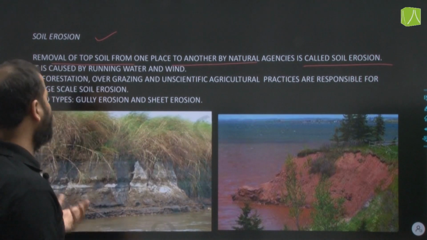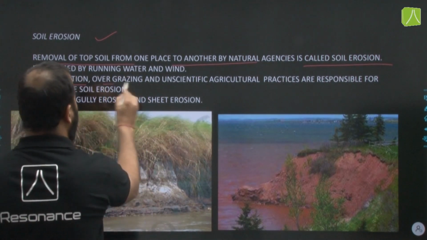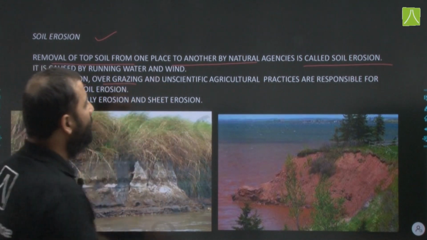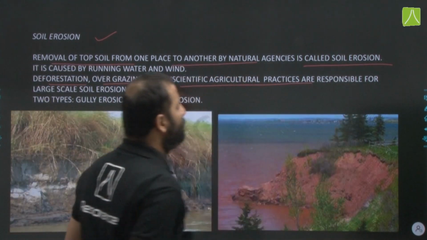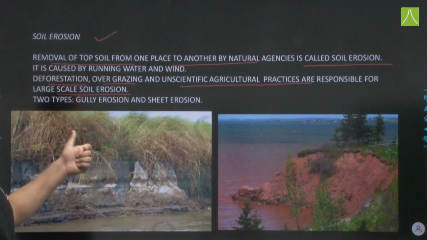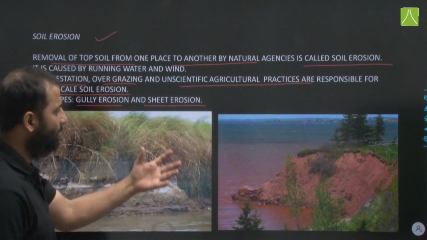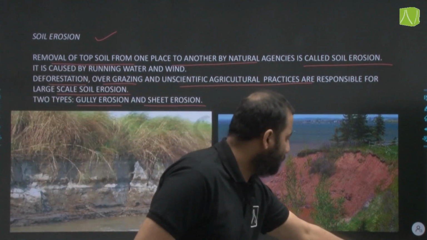It is caused by running water and wind, and leads to deforestation. Reasons can be overgrazing, deforestation, and unscientific agriculture practices, which are responsible for large scale soil erosion. There are two types, gully erosion and sheet erosion, which we will look at in detail.